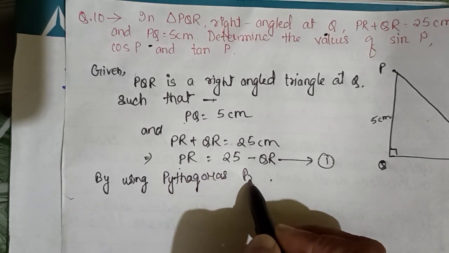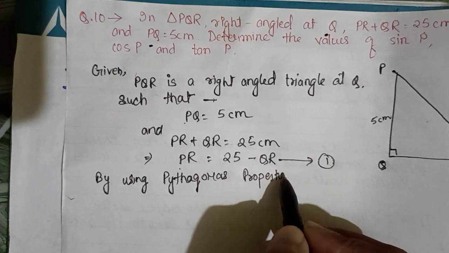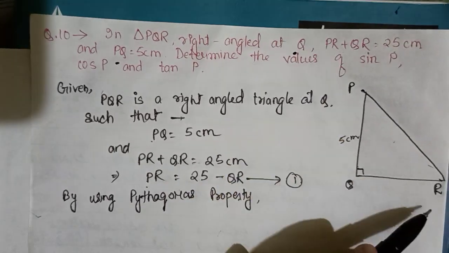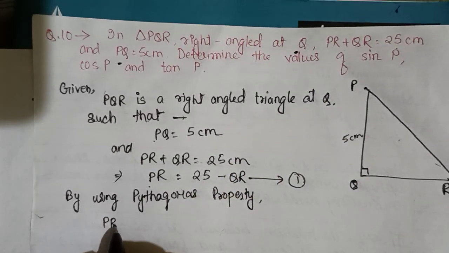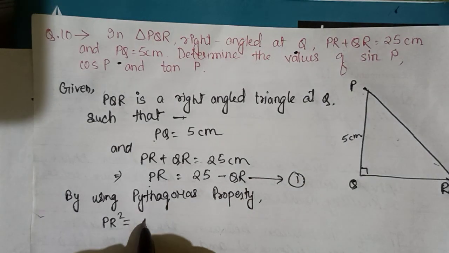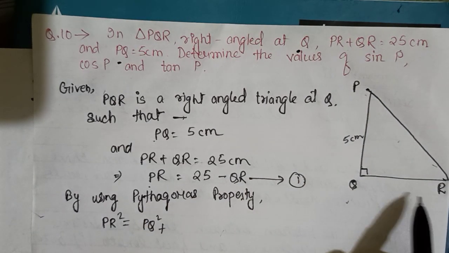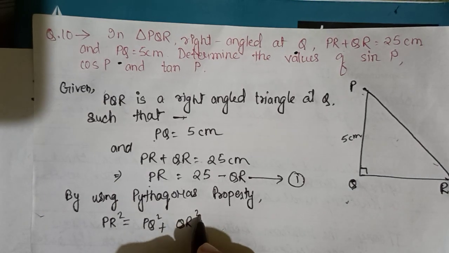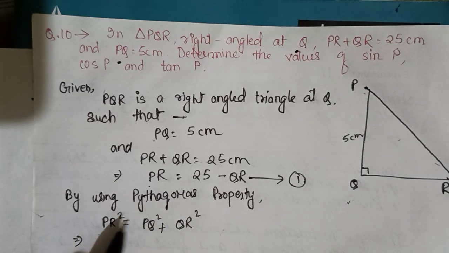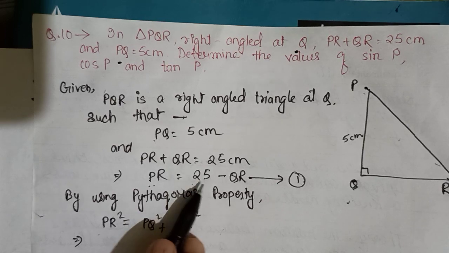Pythagoras property. The hypotenuse is our PR, so we'll write PR square equals PQ square plus QR square. So this implies that for PR we have PR equals 25 minus QR.